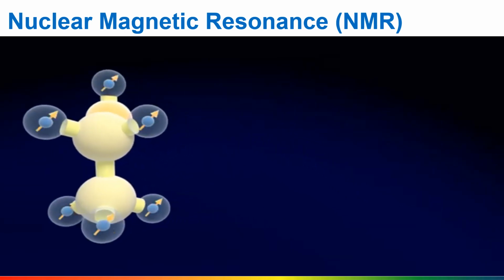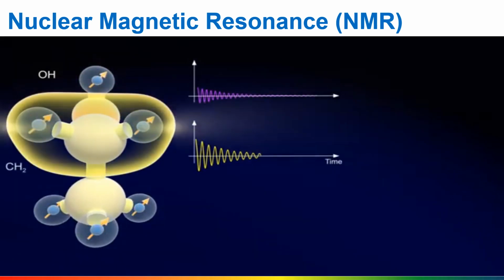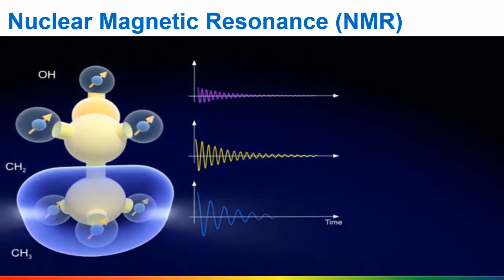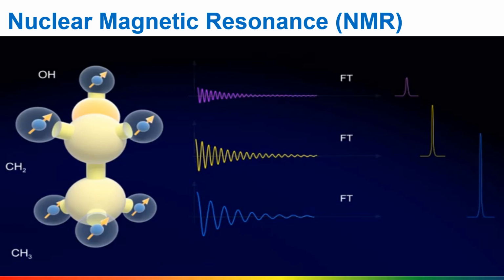In NMR, the frequency of the excited nuclear spins can be measured from the electric current they induce in the coil. Fourier transformation of the time domain signals results in the frequency spectrum, with a signal for each different nucleus. The different frequencies we call chemical shifts, as they depend on the chemical structure of the nuclei.